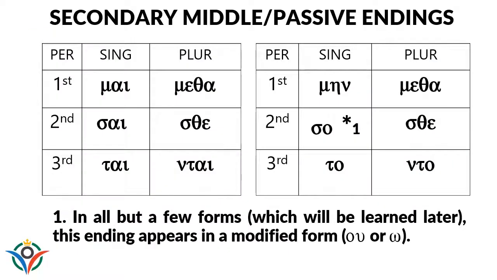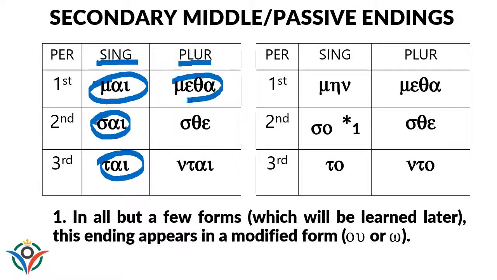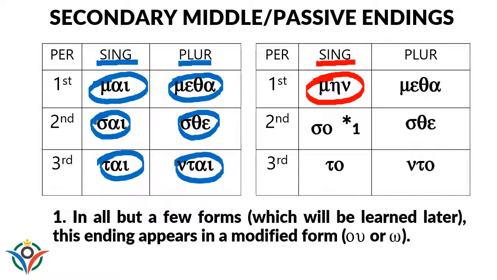In the same way that we compared the primary active and secondary active endings, let us now compare the primary middle passive and secondary middle passive endings. On the left hand side, I've given you the primary middle passive endings: mai, sai, tai, metha, isthe, and ontai. Let's have a look at the secondary middle passive endings together. The first person singular is mēn. The second person singular is so.